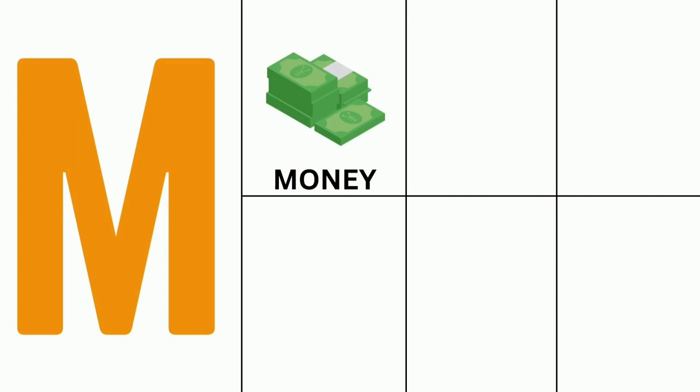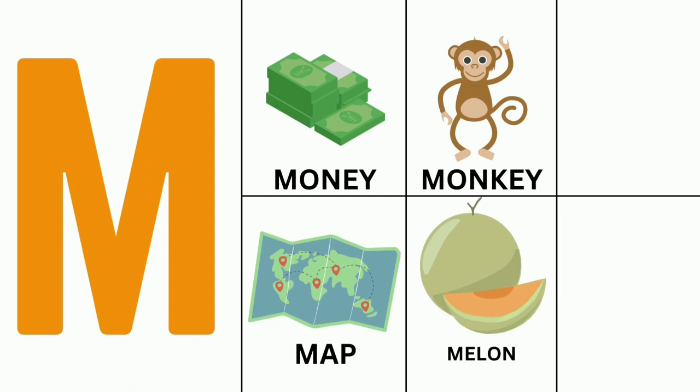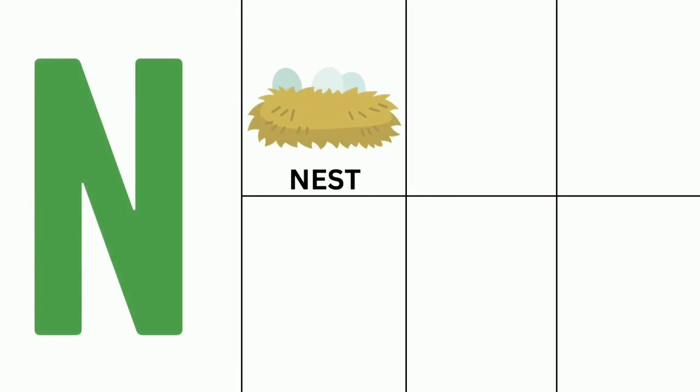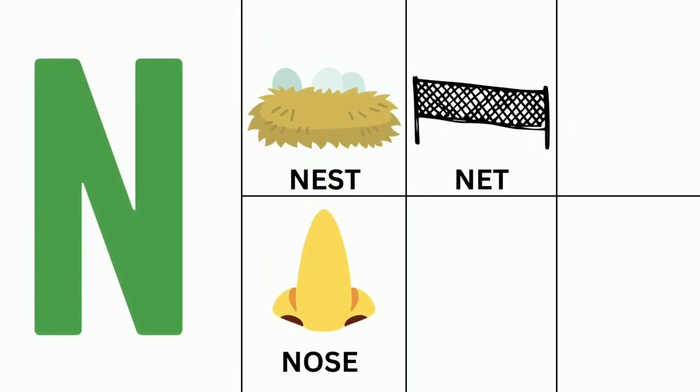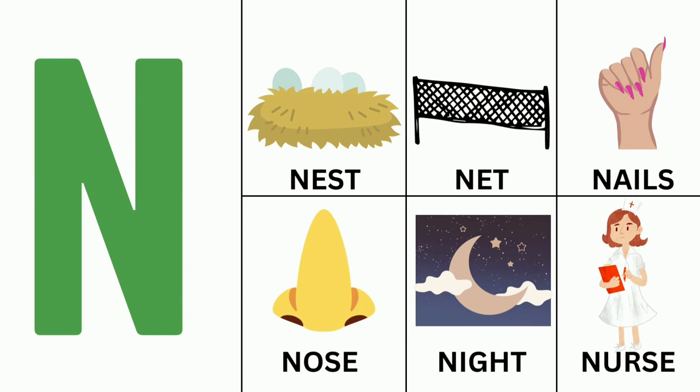M. Let's learn the word starts with M. M for money. M for map. M for monkey. M for melon. M for mat. M for man. N. Let's learn the word starts with N. N for nest. N for nose. N for net. N for night. N for nails. N for nurse.